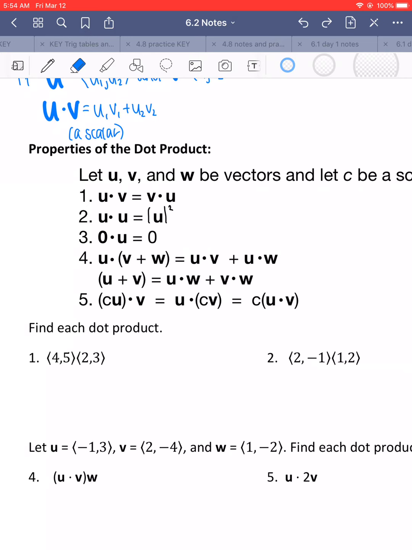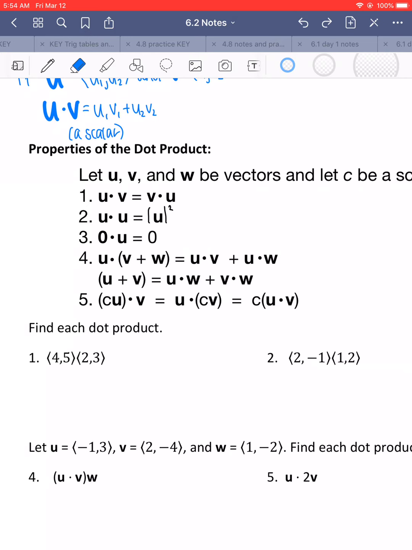The second one, if I do the dot product of a vector and itself, so u times u, that is equal to the magnitude squared. And we'll do an example with that one in a minute. If I have my 0 vector, so 0, 0, multiplied by another vector, my answer is just going to be 0. It's your 0 property.